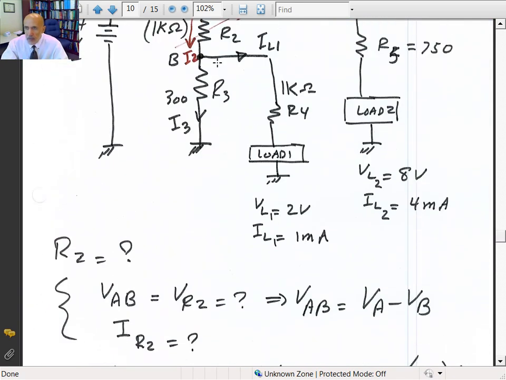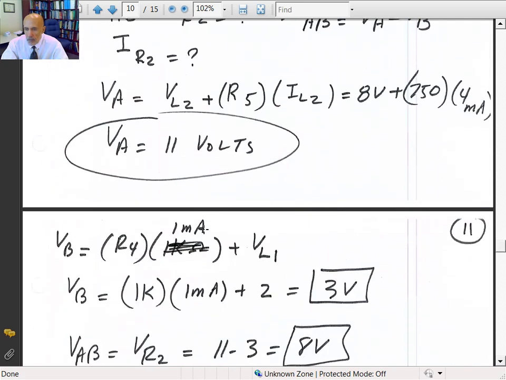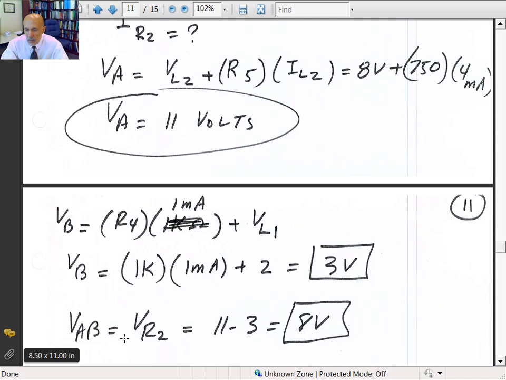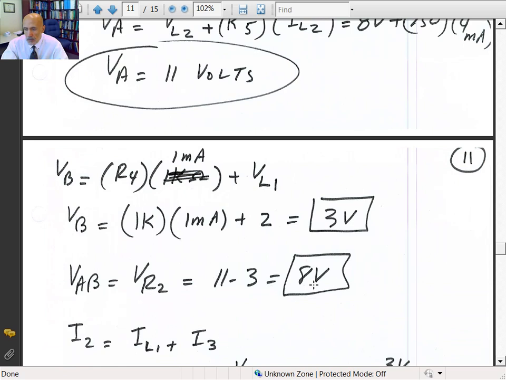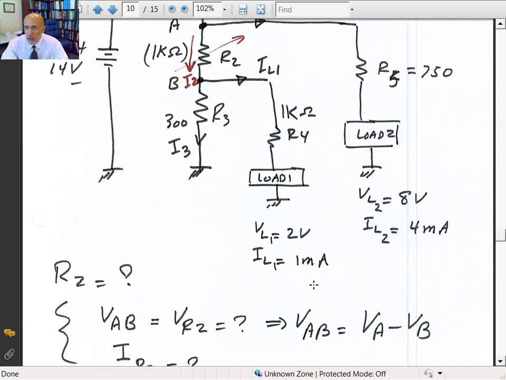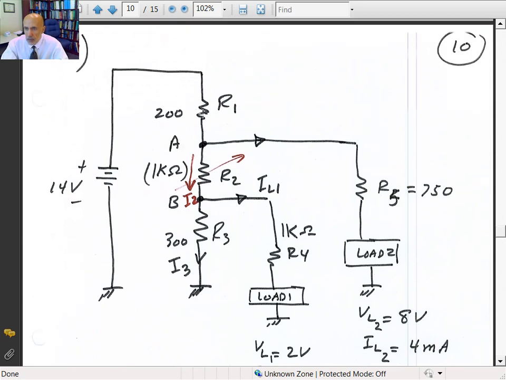Same thing with V sub B. V sub B would be equal to I of L times R4 plus the voltage VL1, which is 2 volts. So I get R4 times 1 milliamp. R4 is 1K. 1 milliamp is equal to 1 volt, so the total is 3. Therefore, V sub AB, which is equal to the voltage across the resistance R2 that we're looking for, is 11 minus 3, which is 8 volts.